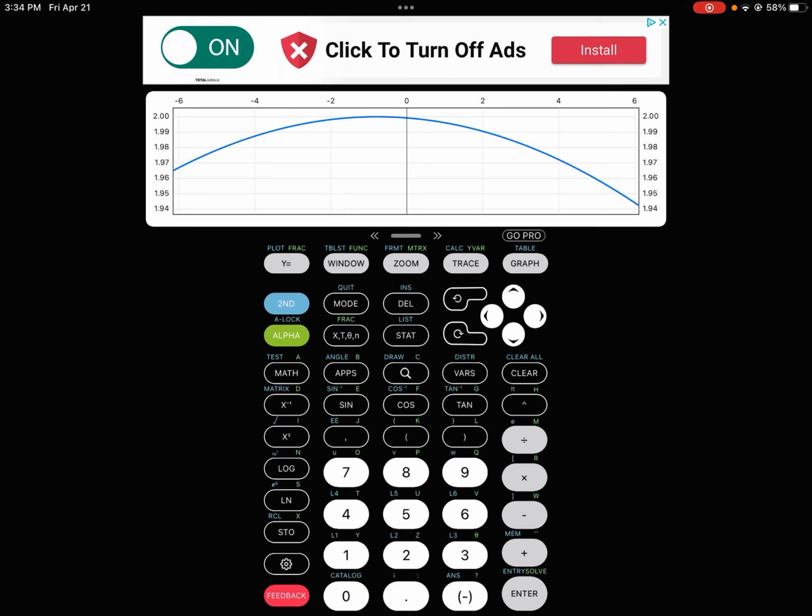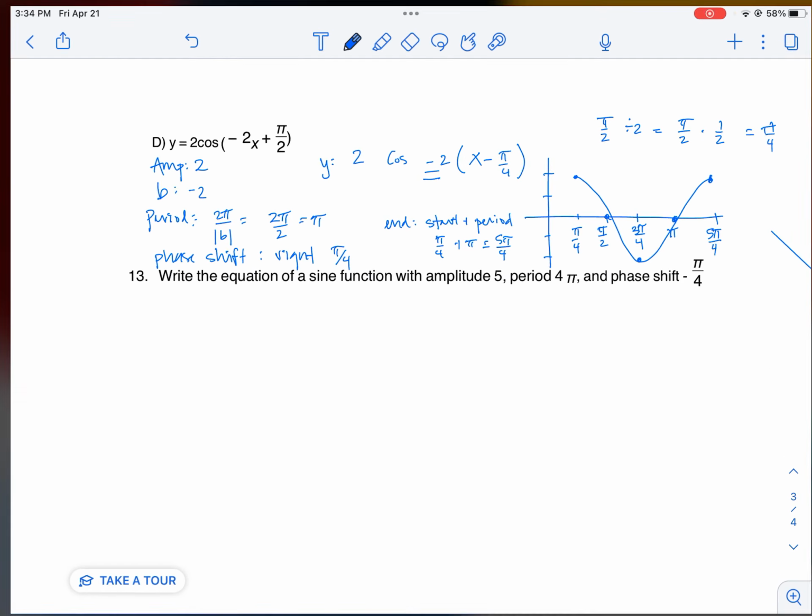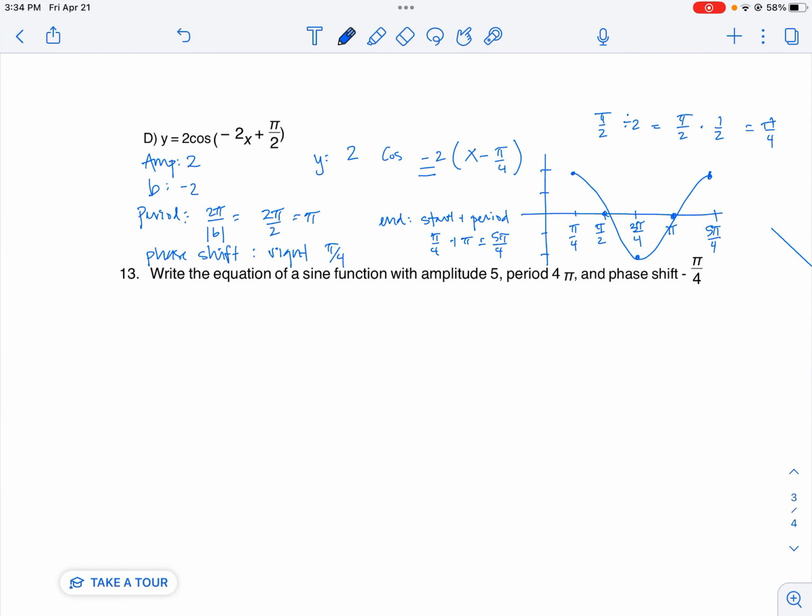Hang on, stand by. We're gonna look at this again. I may have made an error in typing it in, or on the test itself. So stand by on this one. I can answer questions about it if you chat me about it. But I'm going to move on to question 13, which is write the equation of a sine function with amplitude 5, period 4 pi, and a phase shift of negative pi over 4.